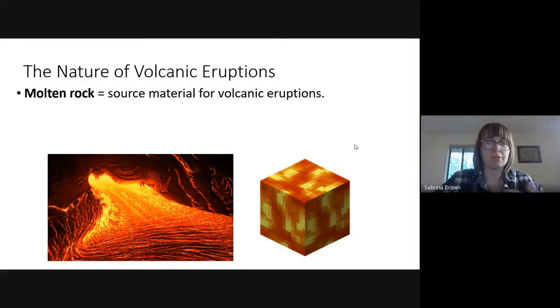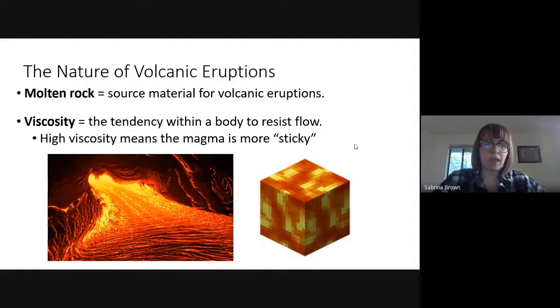So our igneous rocks are forming from these volcanic eruptions or from volcanic environments if we have extrusive igneous rocks, right? So remember, molten rock, once it hits the Earth's surface, we call it lava. And so volcanic eruptions are dealing with lava. And then when we're thinking about volcanoes, we also have to consider the viscosity of that lava.